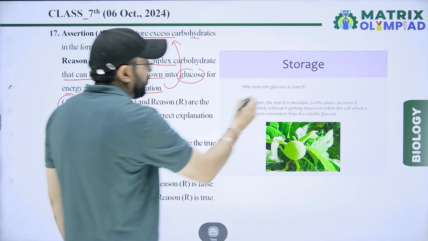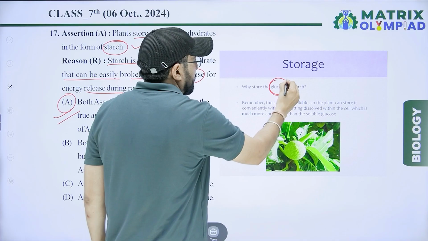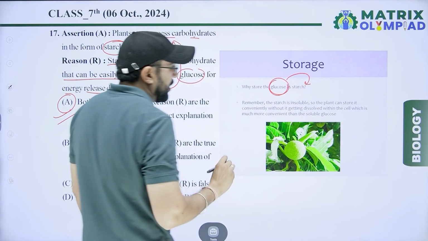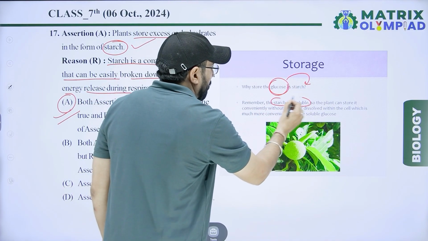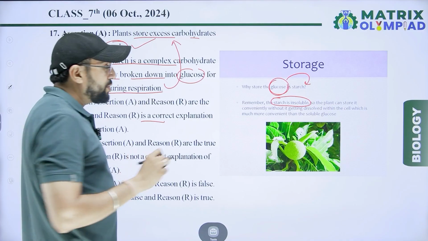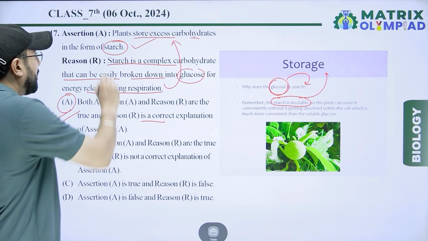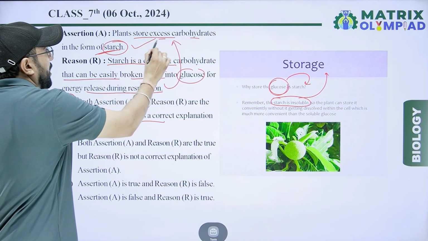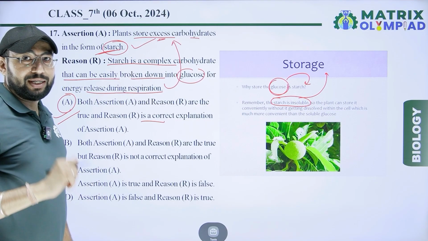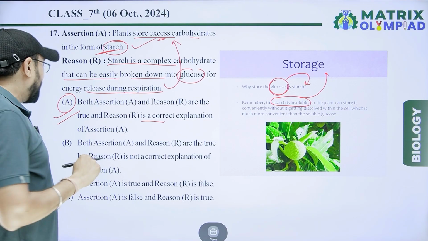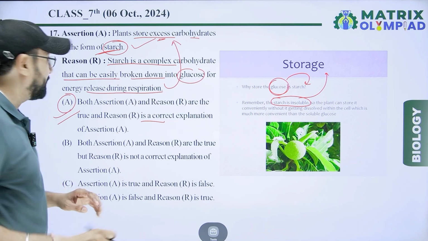Storage: glucose forms starch, and starch is an insoluble structure and is stored in the plant body. So starch is stored in plants as carbohydrate. Starch is a carbohydrate. So our right answer according to the question is A.